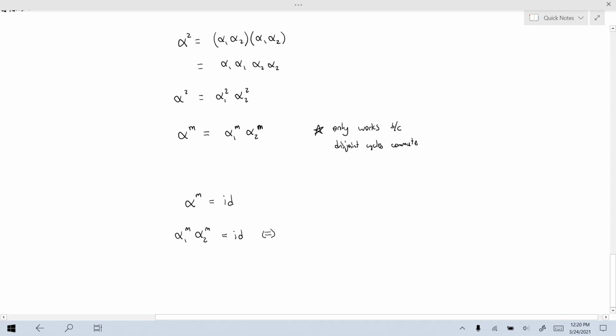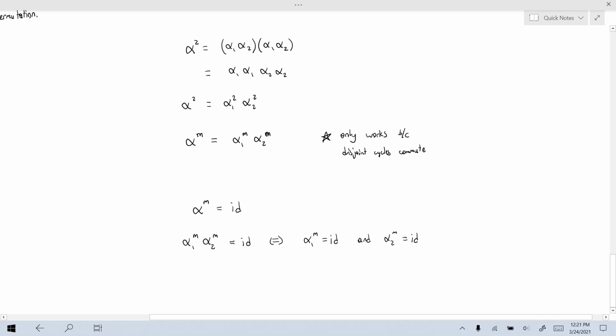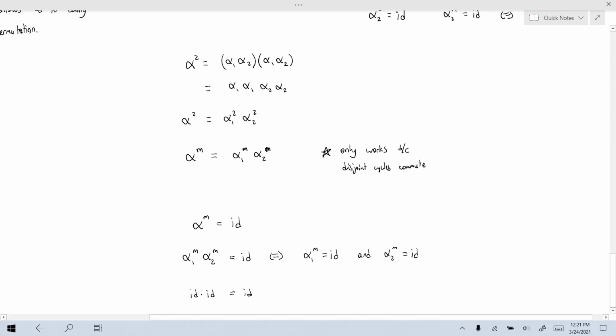because they were disjoint cycles, the only way for this to happen is for alpha 1 to the m to have been an identity, as well as alpha 2 to the m to be identity. So you can kind of see how that works. If these are both equal to the identity, well, identity times identity should just give you the identity again, okay?